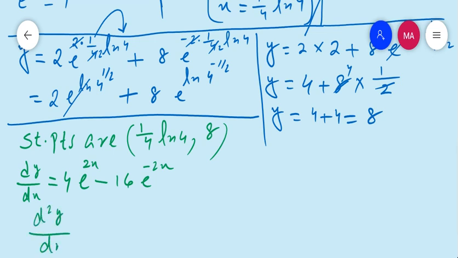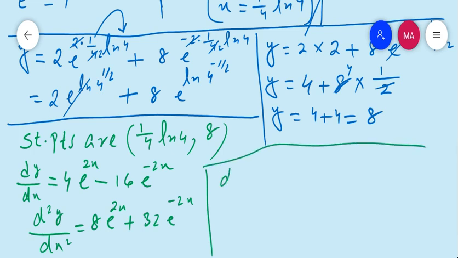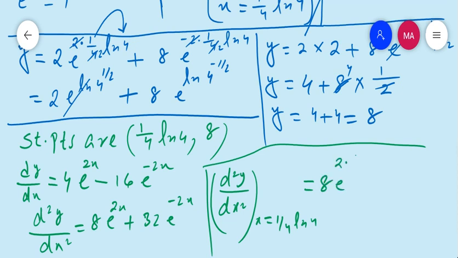So d square y by dx square. This should be 4 times 2 is 8 e power 2x, minus 16 times minus 2, which is plus 32, e power minus 2x. Now substitute the value of x into this double derivative. The value of x is 1 upon 4 ln 4. So 8 e power 2x with x as 1 upon 4 ln 4, plus 32 e power minus 2x with x as 1 upon 4 ln 4.